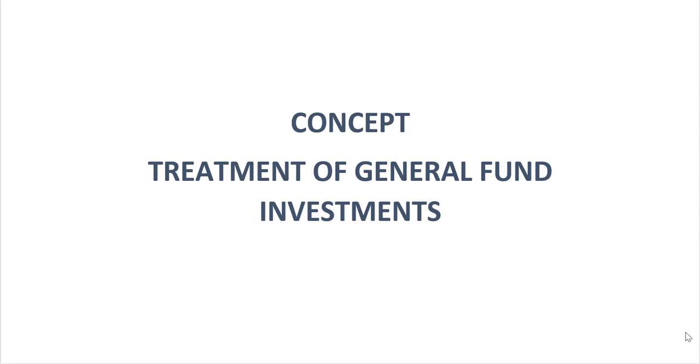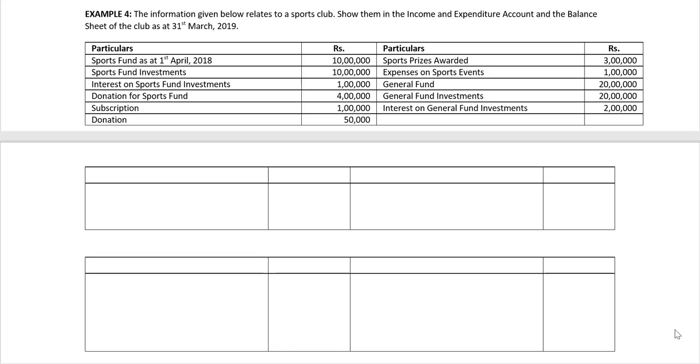Next, we'll deal with the concept in fund-based accounting where there are also general fund investments. There are investments out of the capital fund or the general fund as well. So let's go to the example sum. Example 4. The information given below relates to a sports club. Show them in the income and expenditure account and the balance sheet of the club as at 31st March 2019. The particulars are as follows.